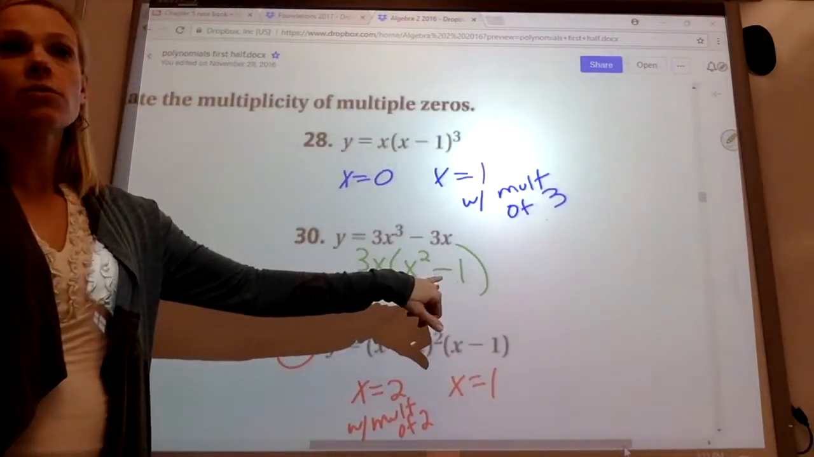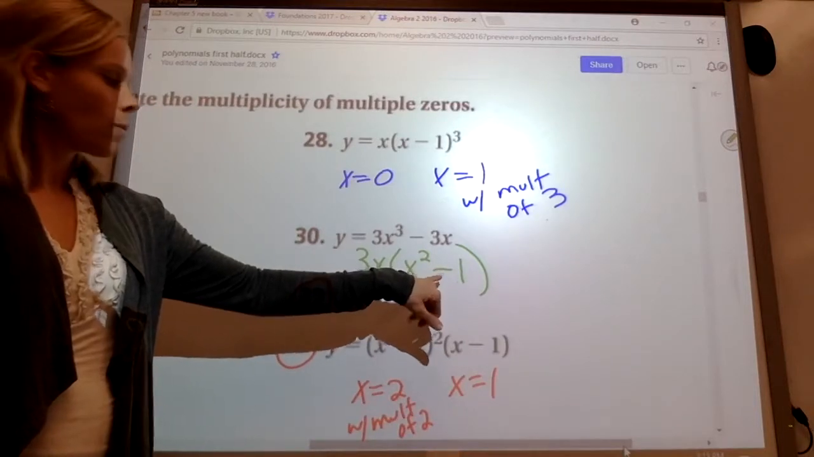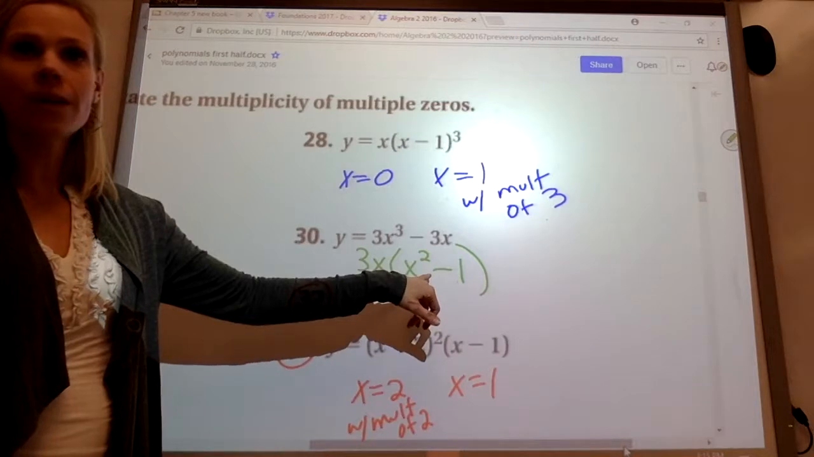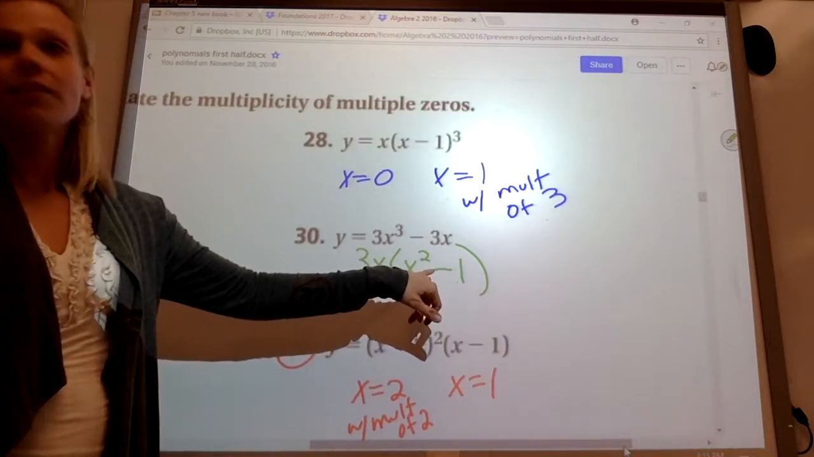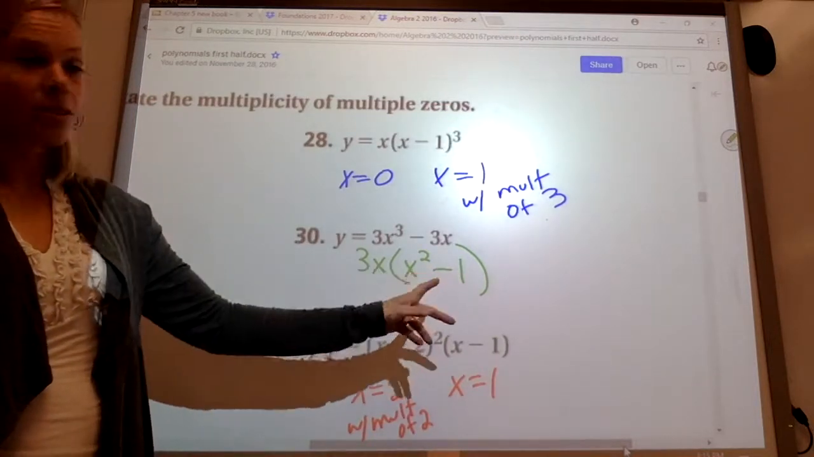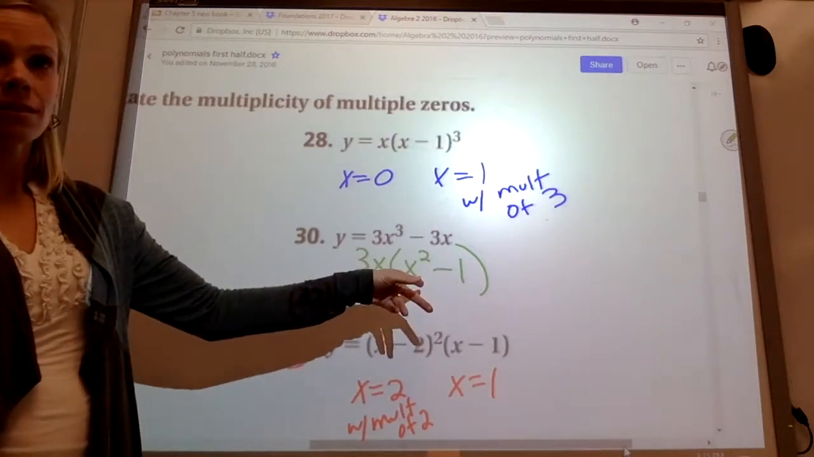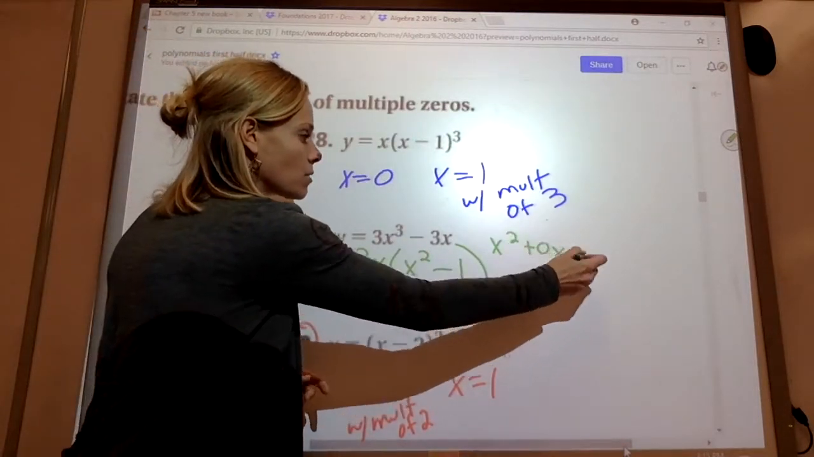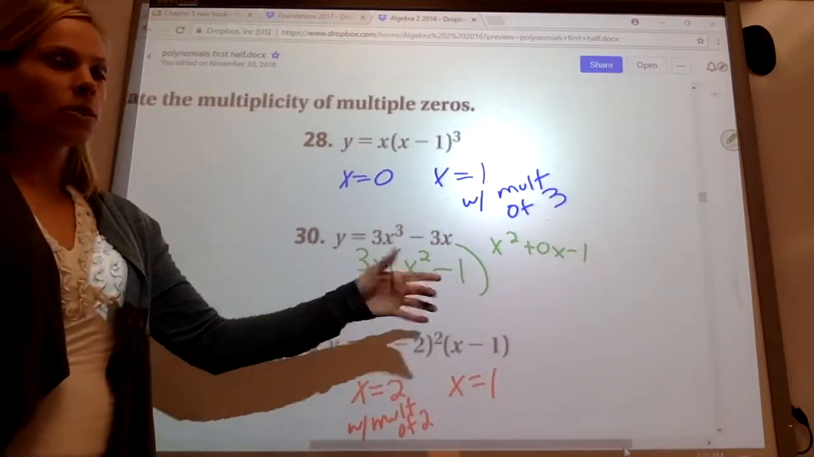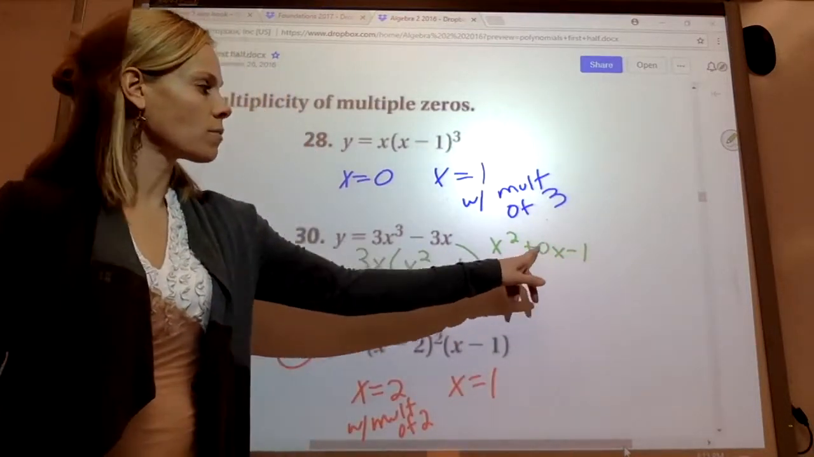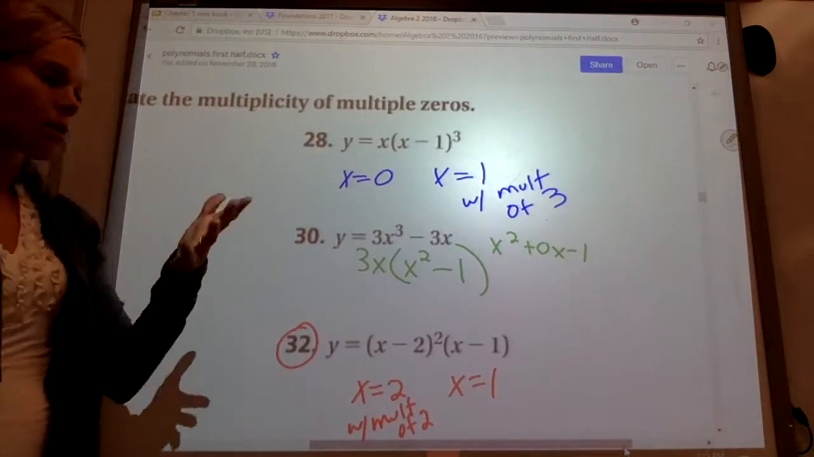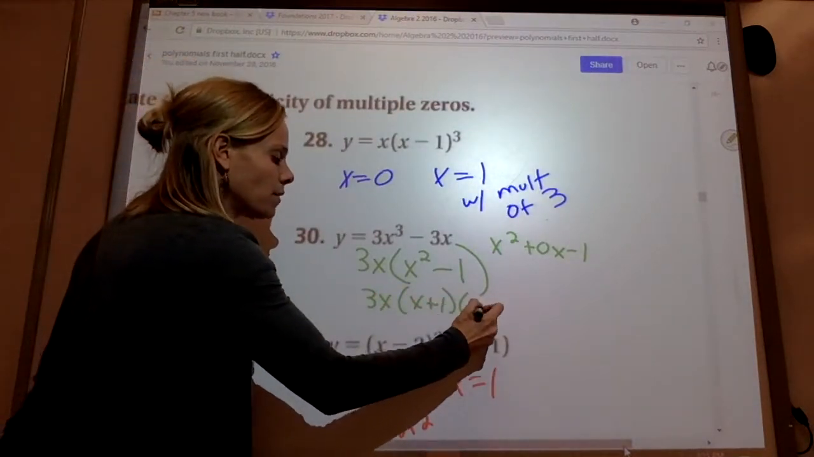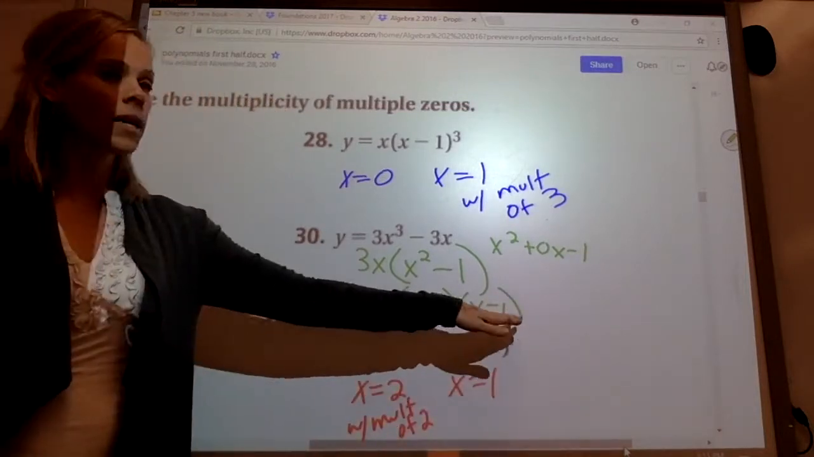Now we have to continue factoring this. What do I multiply equals -1 but add equals 0? Why 0? There's no x term, right? There's no x term right there. So I could rewrite this as x squared plus 0x minus 1. So my factoring question is, what do I multiply equals -1 but add equals 0? 1 and -1. Now it's factored all the way, right?